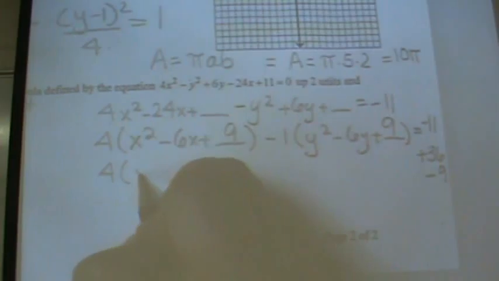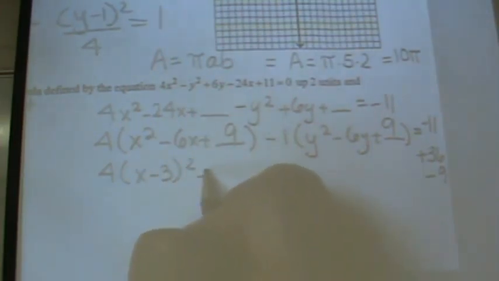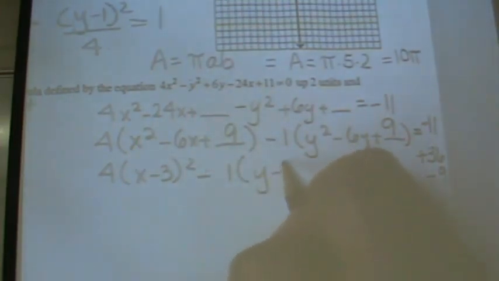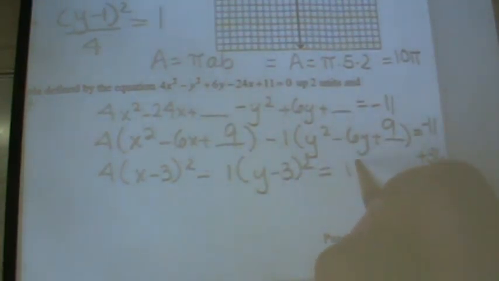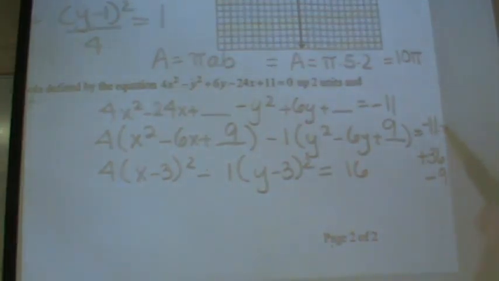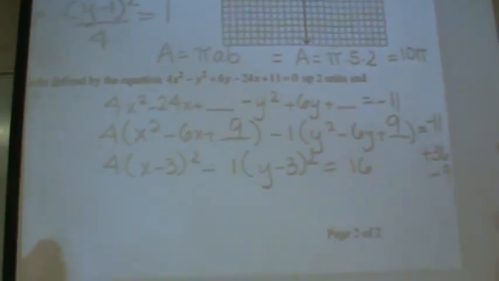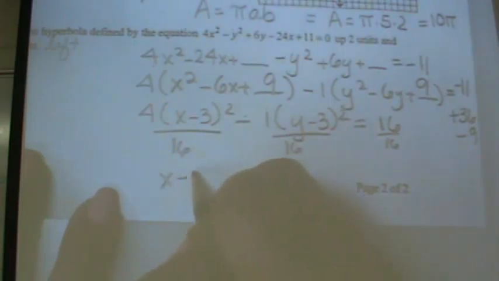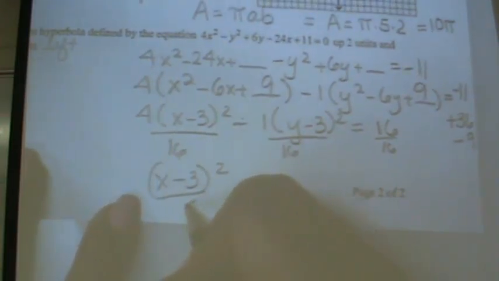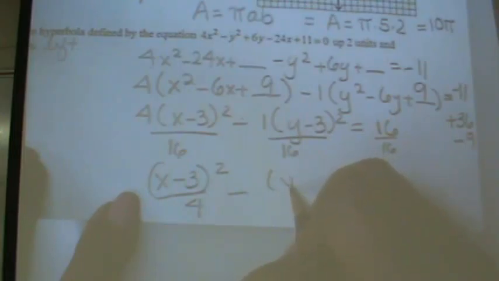Factor. And when you add these up, I believe you get 16. Negative 11 and negative 9 is negative 20, plus 36 is 16. Now what do we do? Get rid of 16, so I'm going to divide everything by 16. So you get (x minus 3) squared over 4 minus (y minus 3) squared over 16 equals 1.